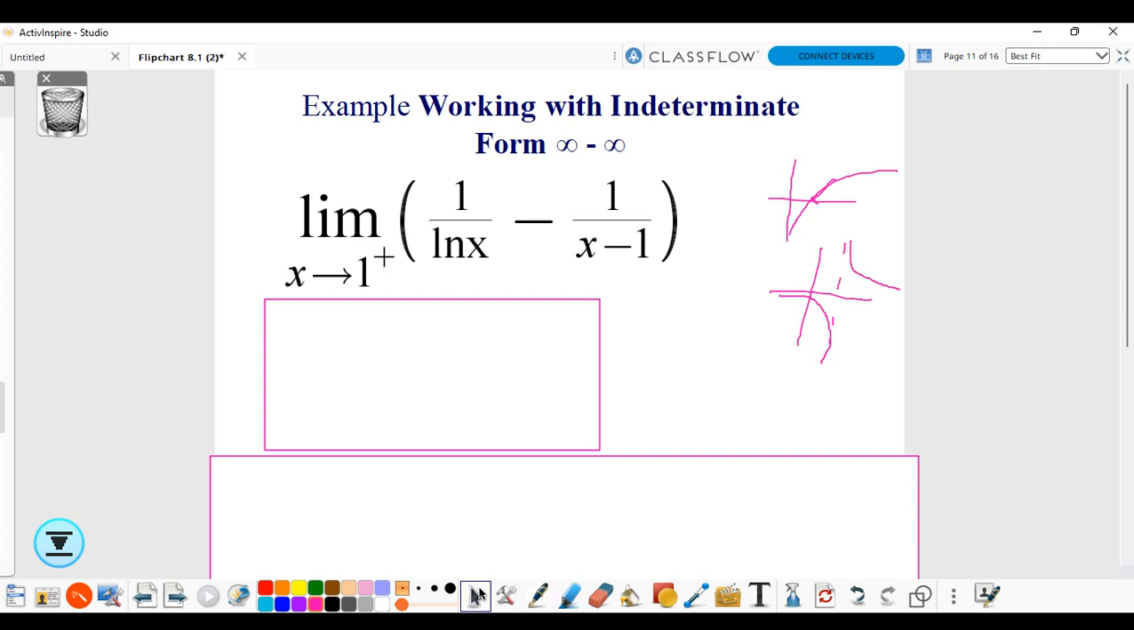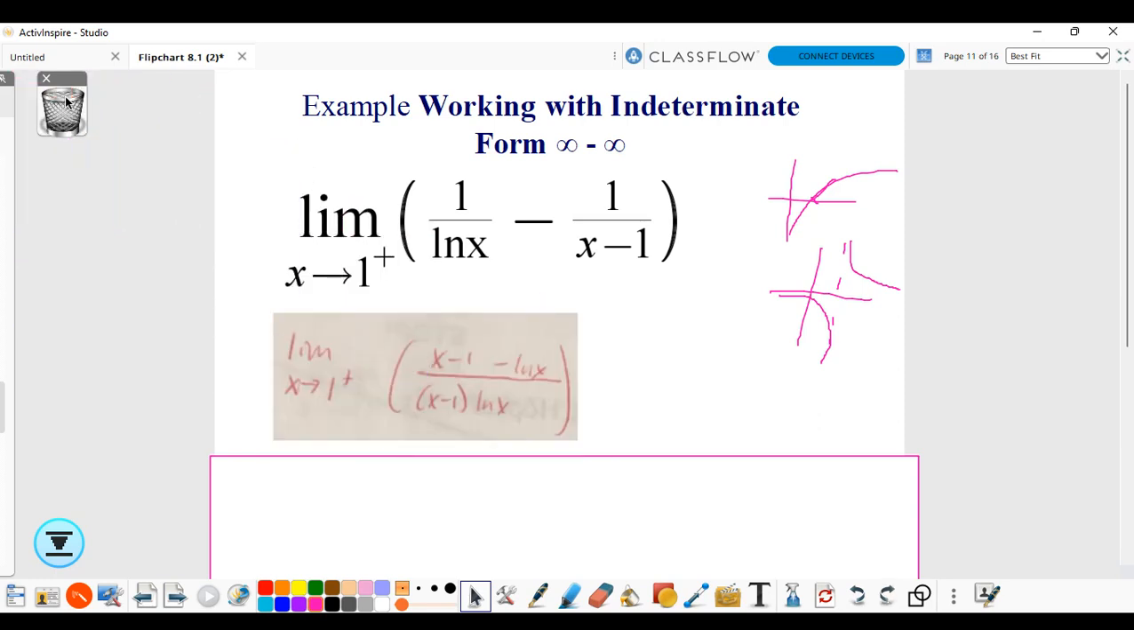L'Hopital's does not apply to this, because L'Hopital's is a very special case of a single fraction that comes up to be 0 over 0 or infinity over infinity. So we have the technology to combine and make it a fraction by doing common denominator.